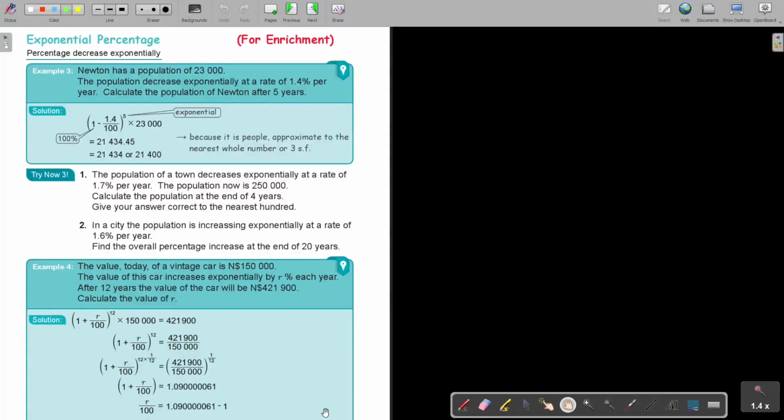Exponential percentage. According to me, this is not in the Namibian syllabus. Let me just show you, but it is in the Cambridge syllabus. And I know that some schools are doing the international Cambridge syllabus, and that's why I'm going to create this video. But let me just show you.